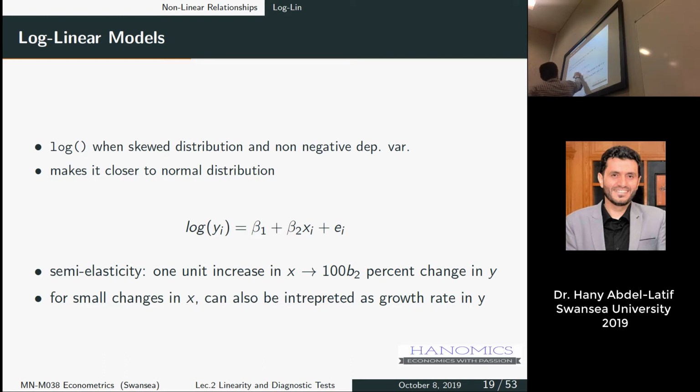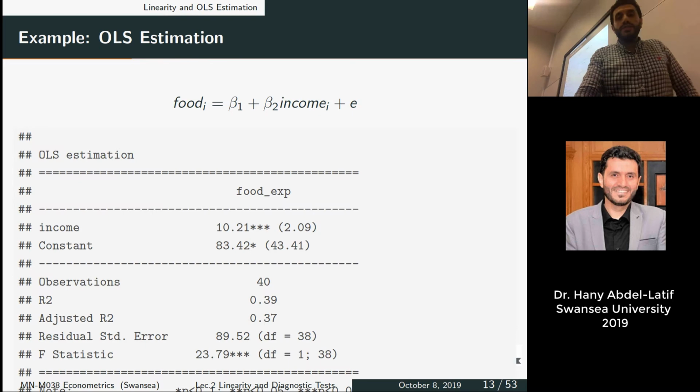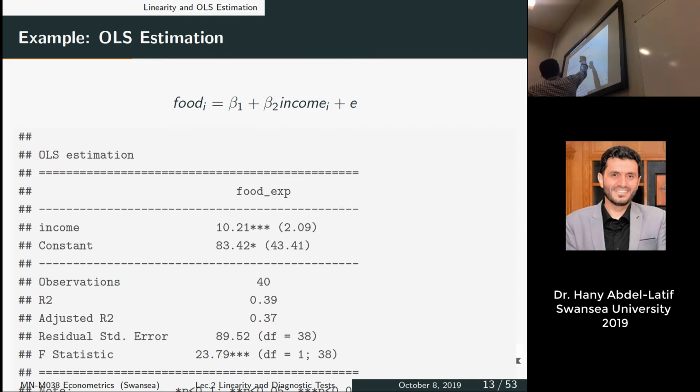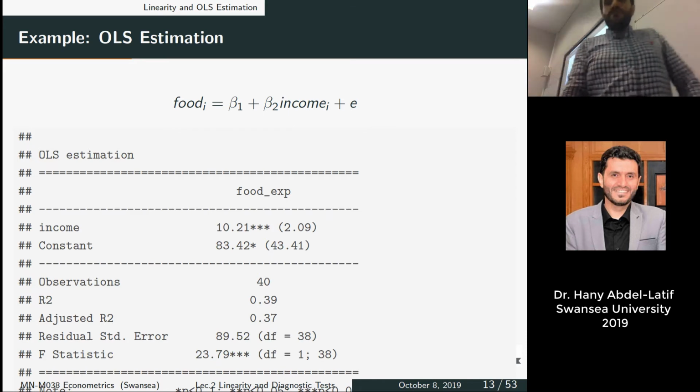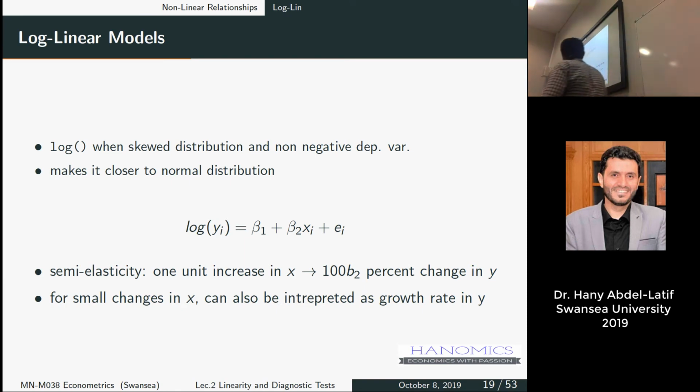So in that case, how would we interpret the betas? Remember when we estimated this model, we explained this beta. How did we explain this beta? When income changed by 1 unit, food expenditure will change by beta 2, the estimate here, which is 10.2. It's going to be slightly different this time, not very much different.